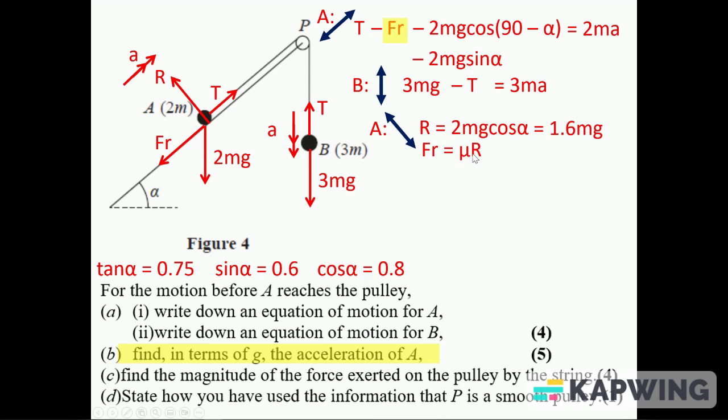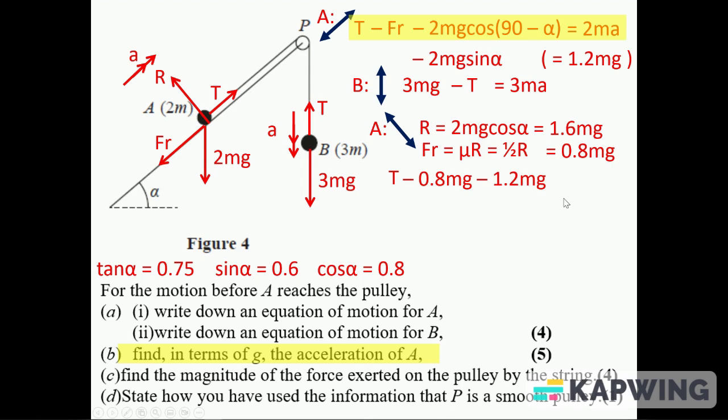So the friction is mu times R. It told us that mu was a half, so that's a half of 1.6mg, which is 0.8mg. And then we'll look at the whole of the equation of motion again. I've got T minus the friction, which I've just worked out, minus the 2mg cos(90 minus alpha), which is 2mg sin alpha. Sine alpha is 0.6, so it's 1.2mg. That's going to be equal to 2ma. And I can simplify this a bit because that's T minus 2mg, equal to 2ma.